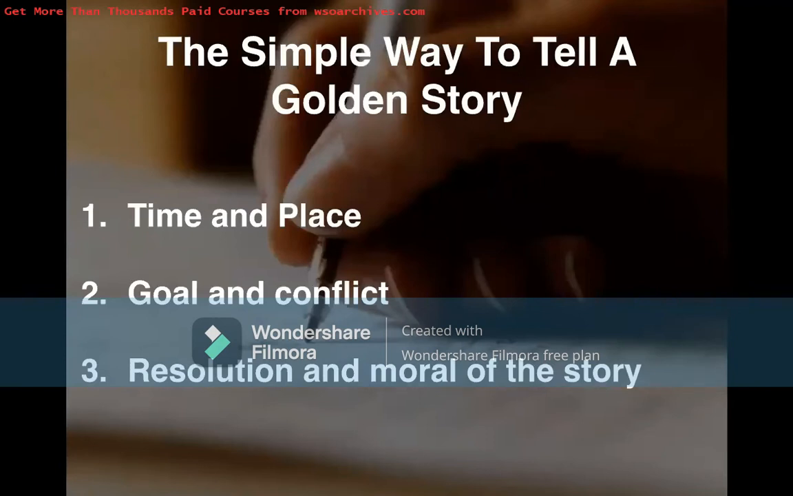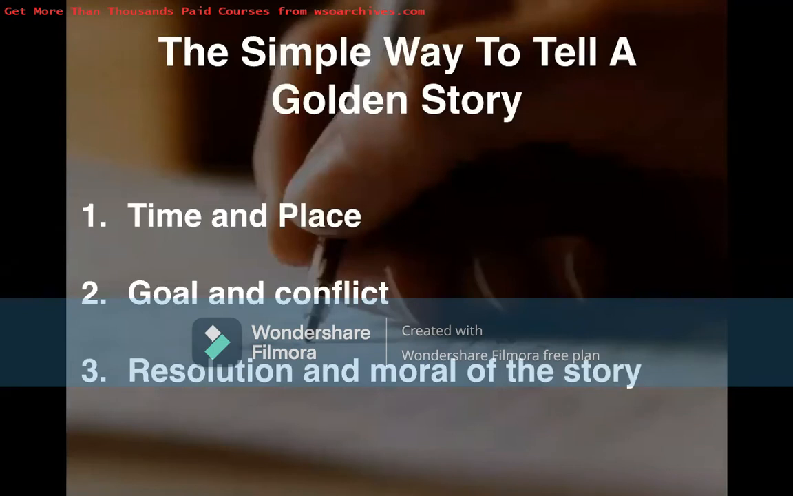Number 2. You need a goal and conflict. Every good story, the character is trying to achieve something, but they're being stopped by something else. They have a goal, but there's also a conflict. Right? Notice in every good story, in every good movie, can you even name a movie without conflict? Can you name any movie without a villain, without a relationship struggle, without financial struggle? No.